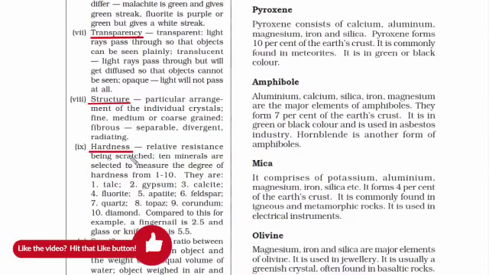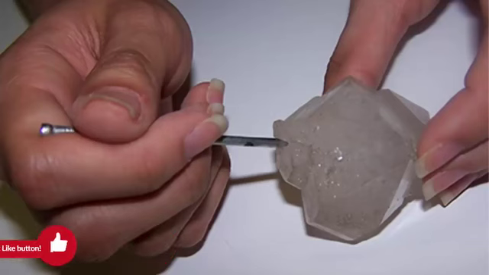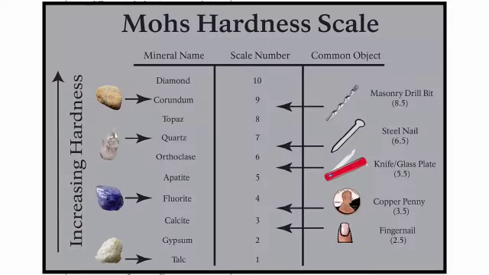The ninth property is hardness. Now, hardness is one of the better properties of minerals to use for identifying a mineral. Hardness is a measure of the mineral's resistance to scratching. The Mohs scale is a set of 10 minerals whose hardness is known. The softest mineral is talc, which has a Mohs scale rating of 1. Diamond is the hardest mineral and has a rating of 10.